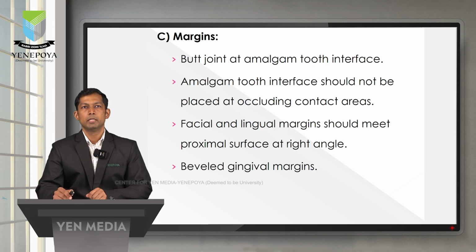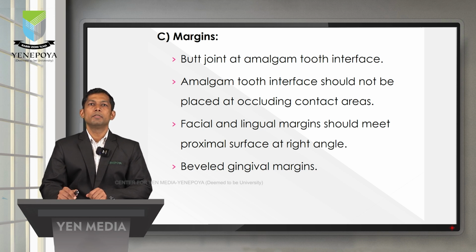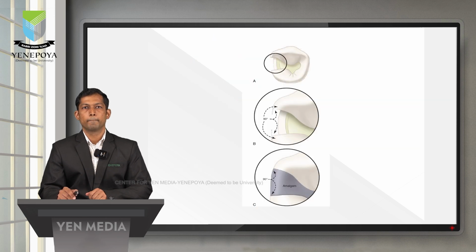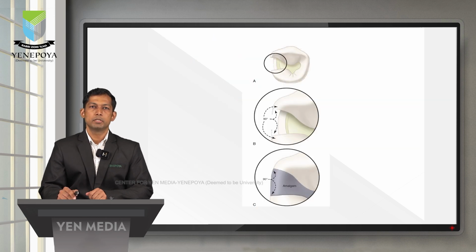The margin should be a butt joint at the amalgam tooth interface, that is a 90° cavosurface margin. The amalgam tooth interface should not be placed at occluding contact areas. Facial and lingual margins should meet the proximal surface at a right angle. The gingival cavosurface margin should be beveled. Now this picture here shows how the cavosurface margin in the proximal area should be, that is 90° or butt joint.